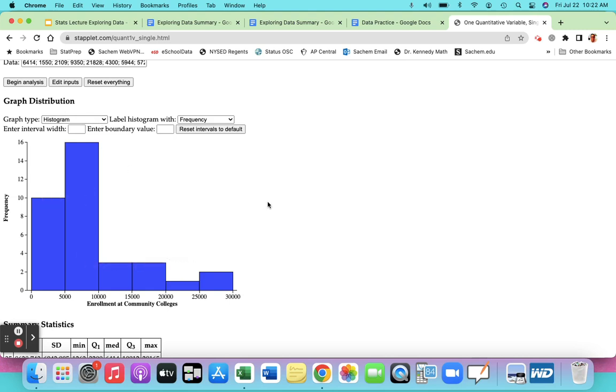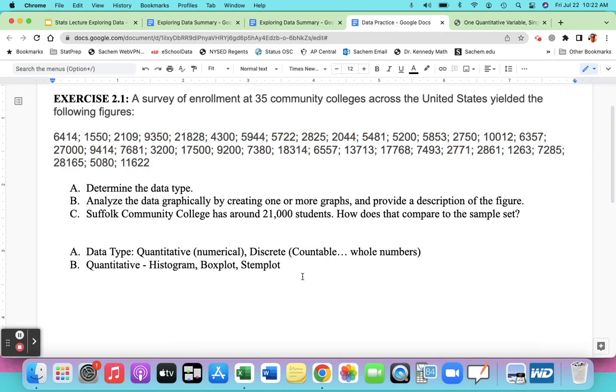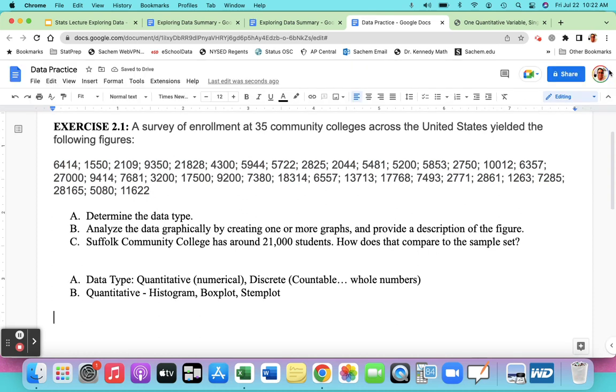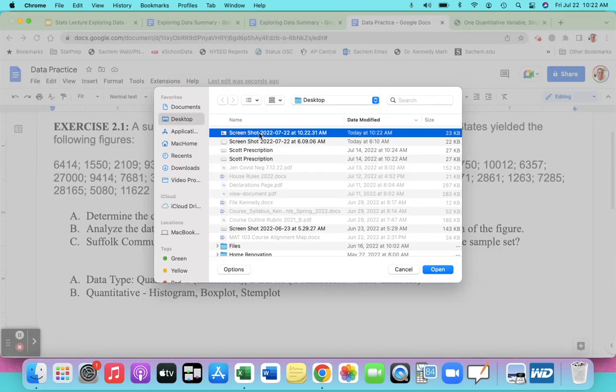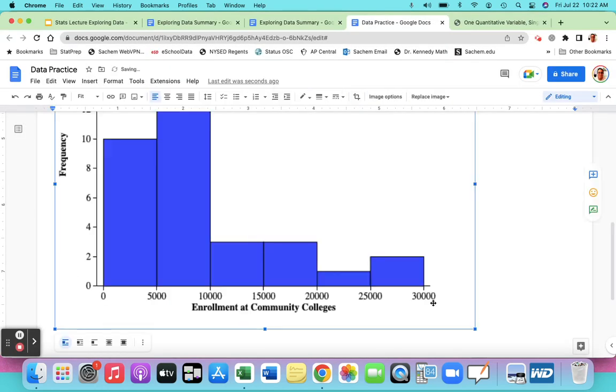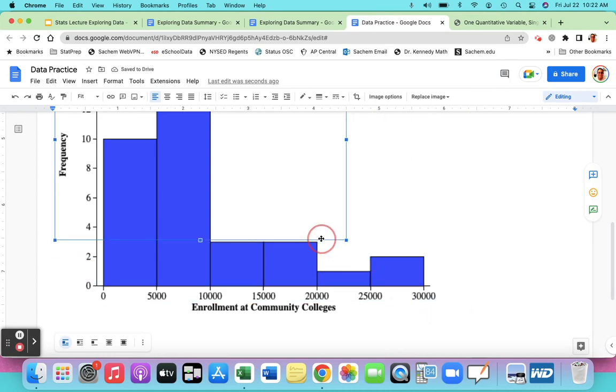So I'm going to actually screenshot this. And if you don't know how to screenshot or screen capture on your computer, just Google how to do it on your computer. Okay, so I'm going to screenshot. I'm going to go to my little document here, and I'm going to put a histogram. So I'm going to insert this. Let's see, I need my editing thing, I think. Insert image. Upload from computer, and it should be somewhere on my desktop. Screenshot. There it is. Let's shrink it a little bit.